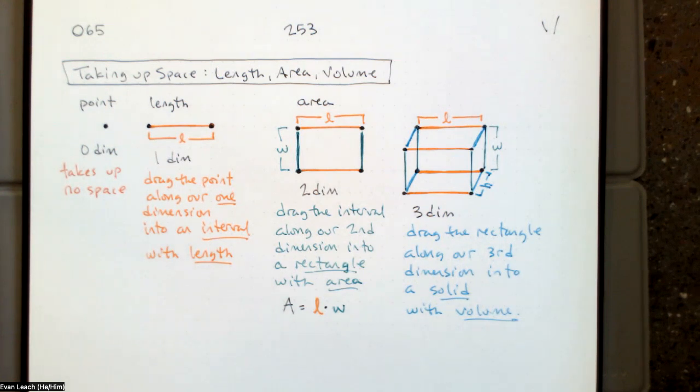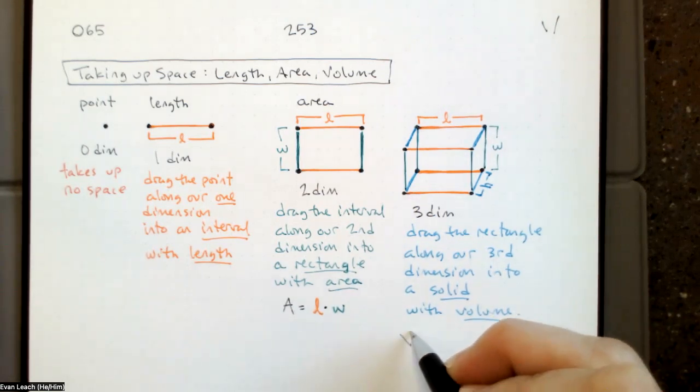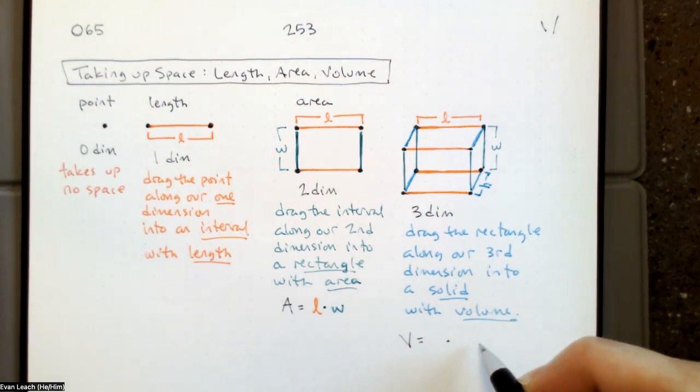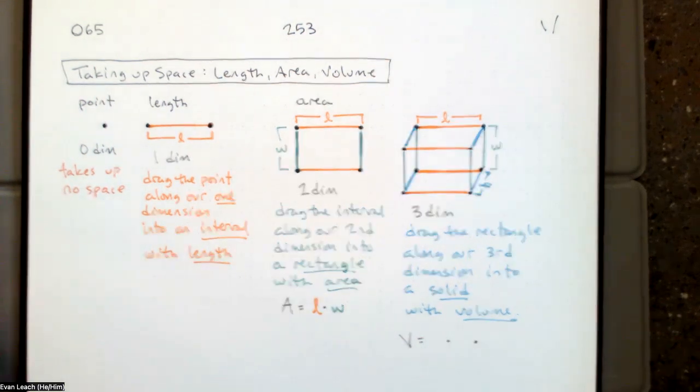Take our area, our rectangle that had area, we drag it into a third dimension that we haven't used before, and that produces a solid, a three-dimensional solid with volume. And we get the volume just by multiplying our three lengths. So our volume is length times width times the height.